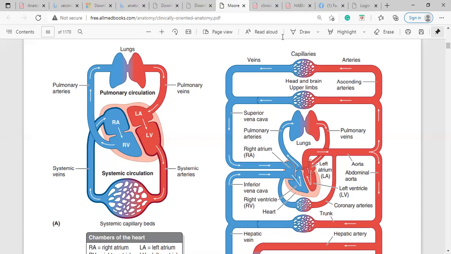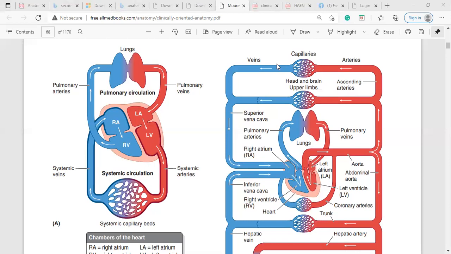Brachial artery. Let me write it in the chat for you. Brachial artery. So that is the artery that supplies blood to your upper limb. Okay, don't forget that. Brachial artery.